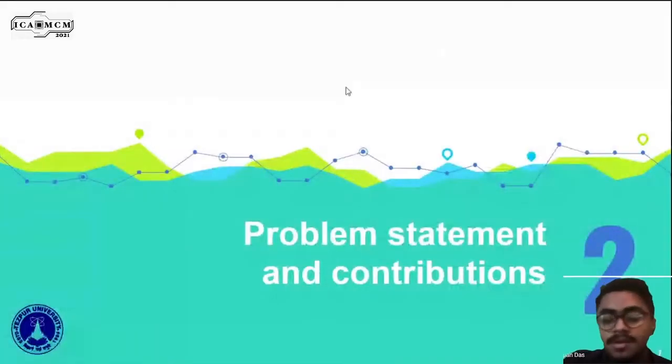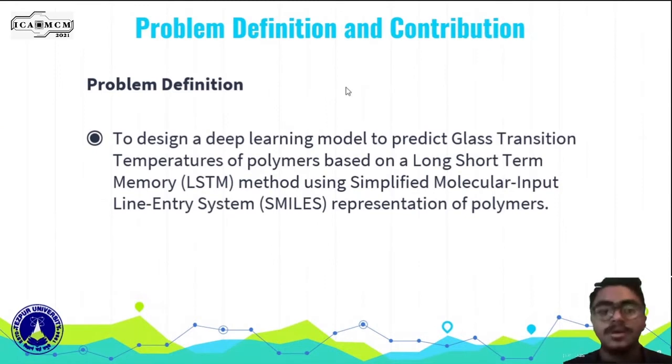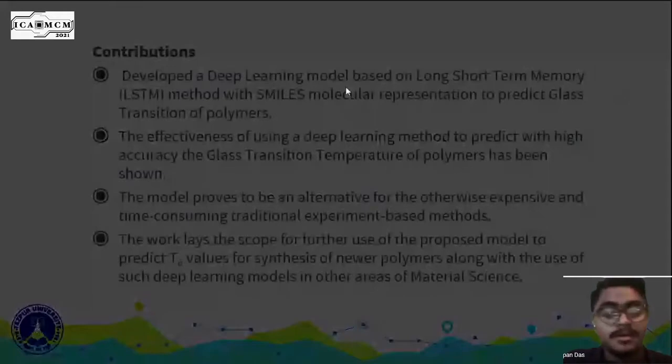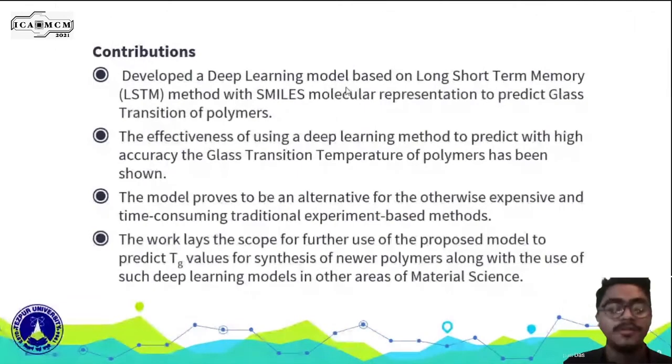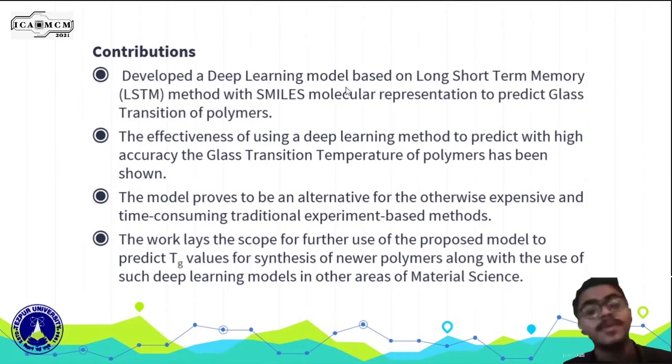Second part, problem statement and contributions. The aim of this paper is to design a deep learning model to predict glass transition temperatures of polymers based on a long short-term memory LSTM method using SMILES representation of polymers. Contributions: we developed a deep learning based model on the LSTM method with SMILES molecular representation to predict glass transition temperatures. The effectiveness of the deep learning method has been shown by the method that we have used in the paper. Also, this model proves to be an alternative for otherwise expensive experimental methods. And this work lays the scope for further use, which can be used not just for Tg estimations, but for other models as well.